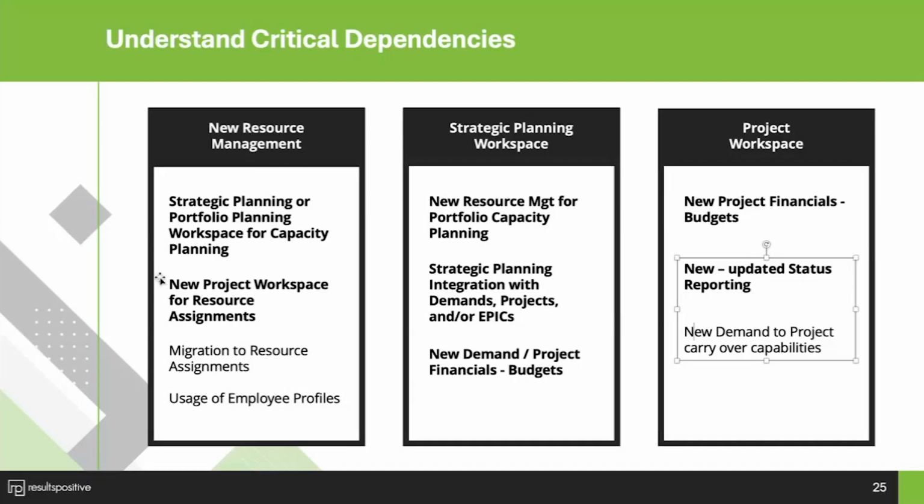So that's a high-level summary of the critical dependencies. As you can see here, if you're looking to do resource management, you really need to implement all three of the different workspaces. And so that's something to keep in mind. But we have implemented each one of the strategic planning workspace and project workspace independent of resource management. So that can be done. We can guide you on the best way to do that.